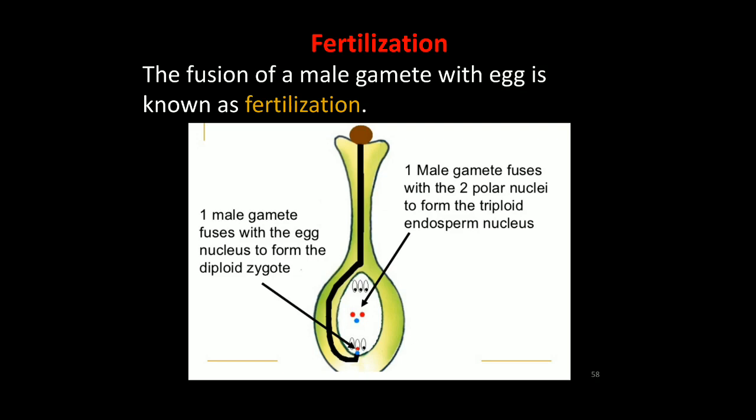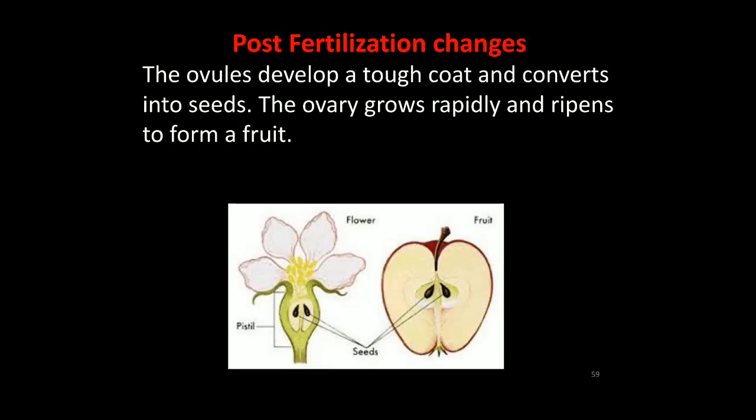The fusion of male gamete with egg is known as fertilization. One male gamete fuses with the egg nucleus, and the other male gamete fuses with the two polar nuclei to form the triploid endosperm nucleus. As soon as the pollen grains enter the stigma, the pollen tube starts growing towards the ovary. That is called fertilization. See, post fertilization, the ovules develop a tough coat and convert into seeds.